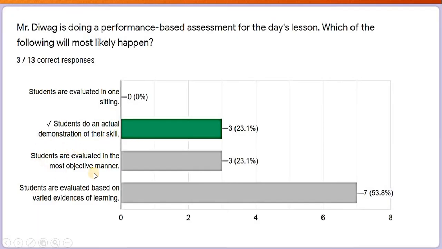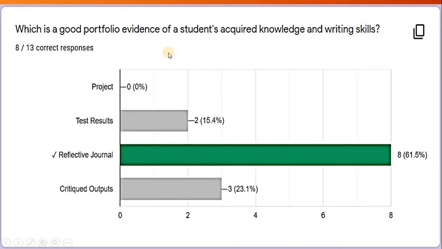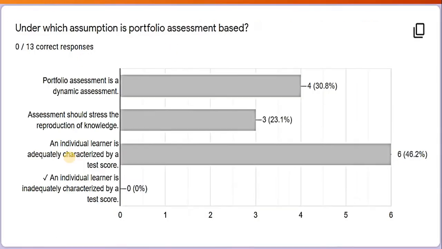Students are evaluated in the most objective manner. It's not actually objective. Sometimes performance-based is done in a subjective manner. And students are evaluated based on their varied evidence of learning. This is actually more on portfolio, varied evidences of learning. Which is a good portfolio evidence of students' acquired knowledge and writing skills? This is a reflective journal. Under which option is portfolio assessment based? Unfortunately, 0 out of 13 correct responses. So the first one, portfolio assessment is a dynamic assessment. Not really, not dynamic, not changing.